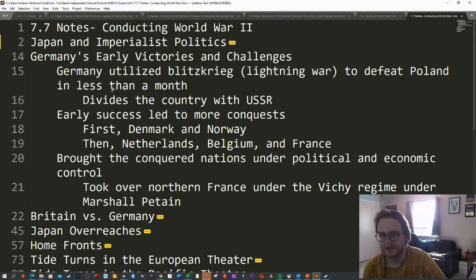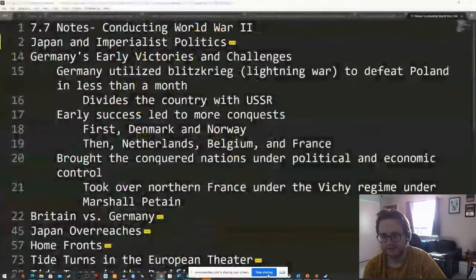And so they defeat Poland in less than a month, which allows them to take over Poland along with the Soviet Union because they agreed to split it up. The early success then leads to even more success with Denmark and Norway, and then the Netherlands, Belgium, and France. Once they started to invade France, it took them less than a month. And this brought the conquered nations under political and economic control, allowing them to take over northern France under the Vichy regime, led by the World War I general Marshal Pétain.